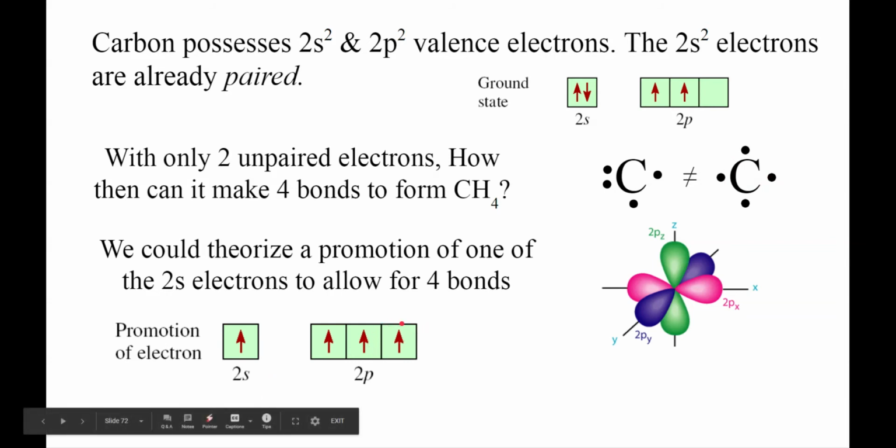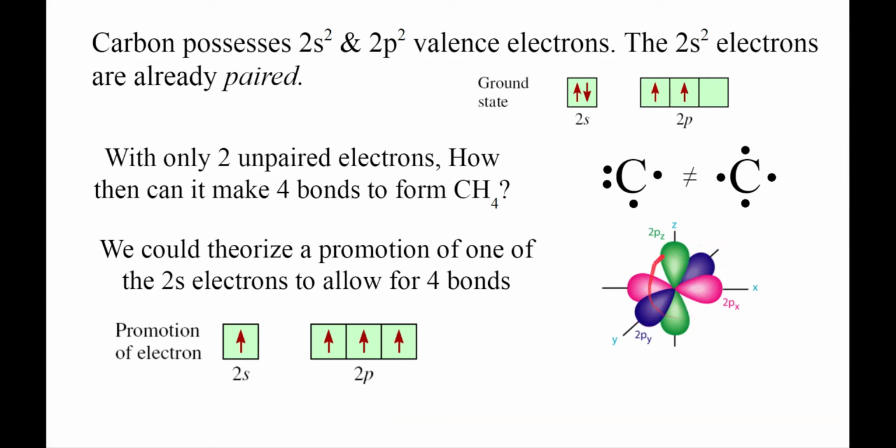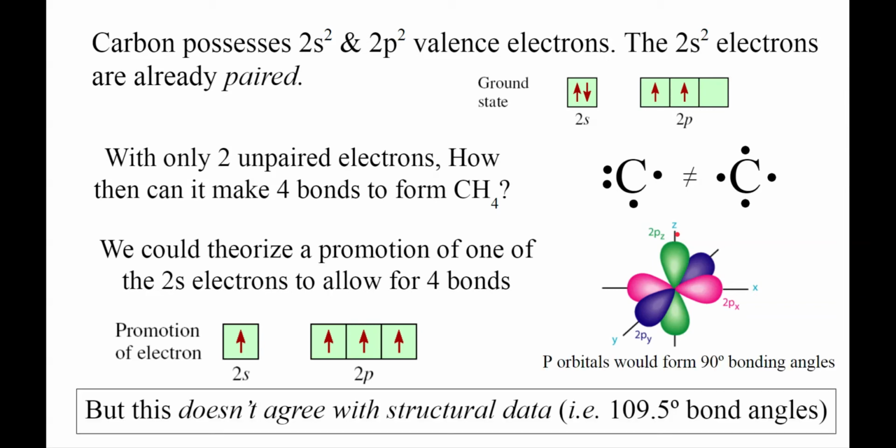But if this was truly the case, if we remember what p orbitals look like, here they are over here, they form these figure 8 type shapes that are all perpendicular from one another. And when things are perpendicular, that would tell us that the bond angle should be 90 degrees. But from what we already know about tetrahedral carbon, are the bond angles 90 degrees? To that, we say no. We know that structurally, a tetrahedral is 109.5.